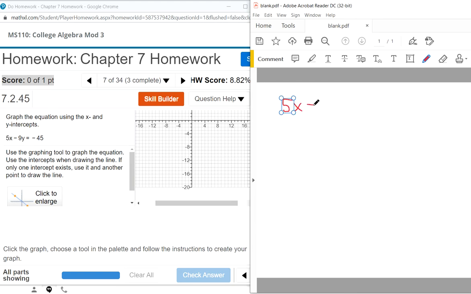We're asked to graph this equation using intercepts. So like we saw in a different video for this week.